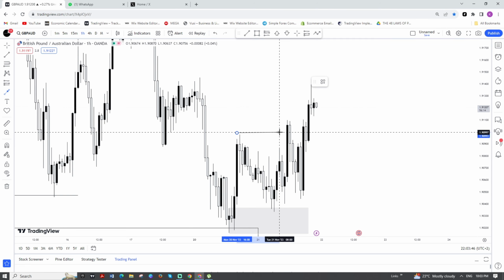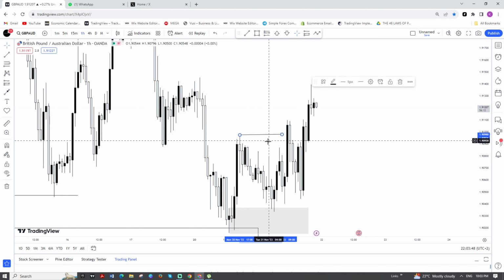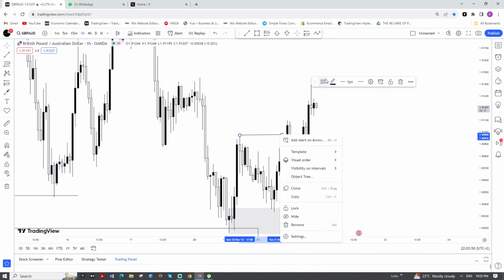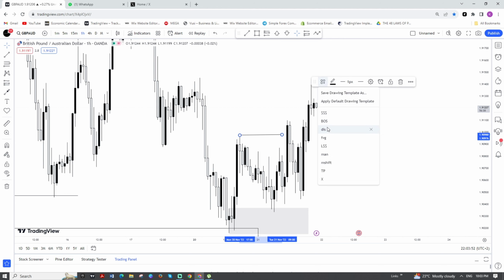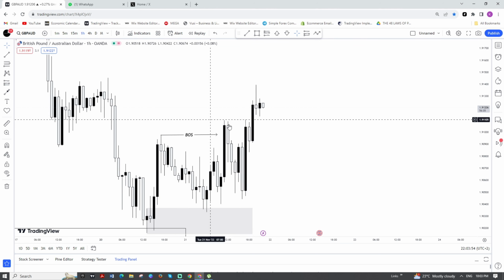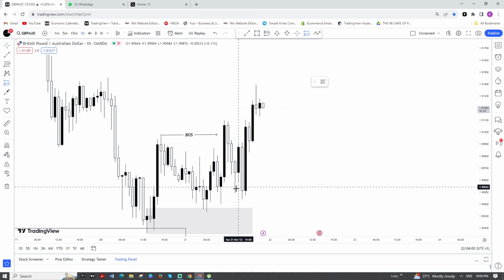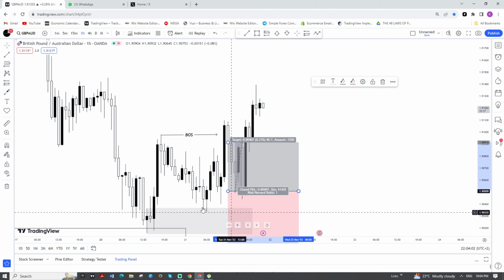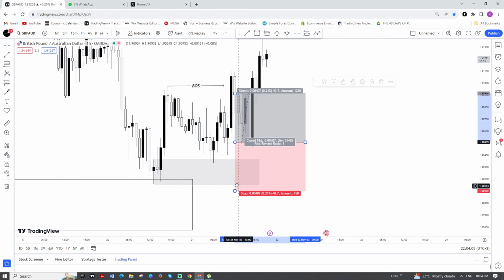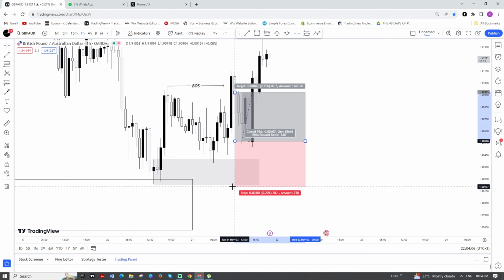Let me just put that here. It broke that structure right there, and then after it broke this structure, it came down to mitigate the smaller order blocks there, hence why I took the buys over here, right? And my stop losses here, took the buy somewhere around there.